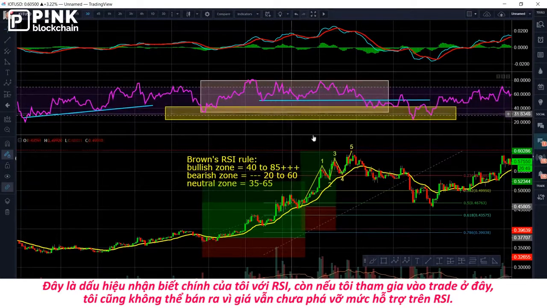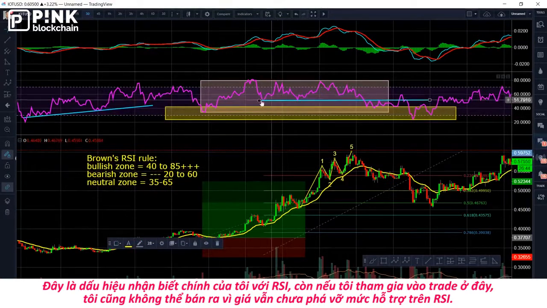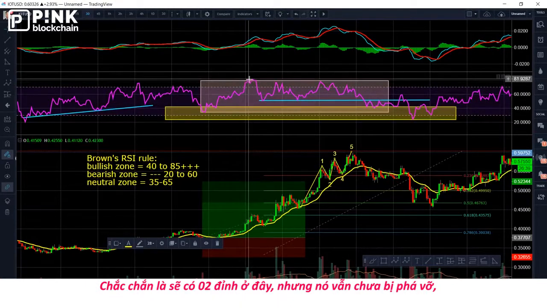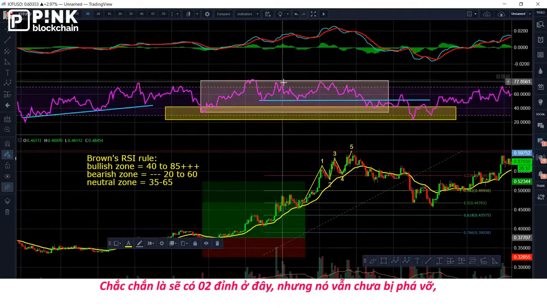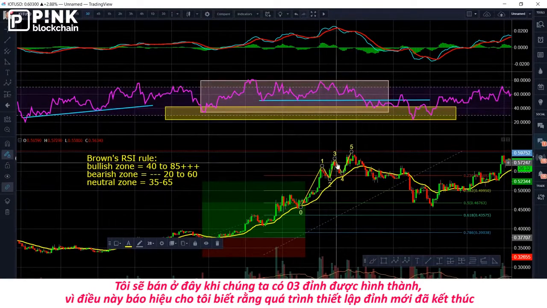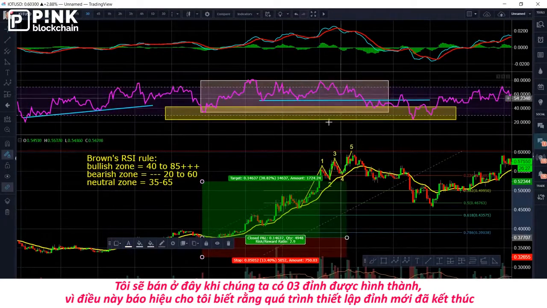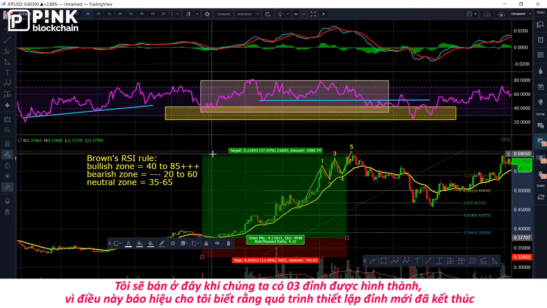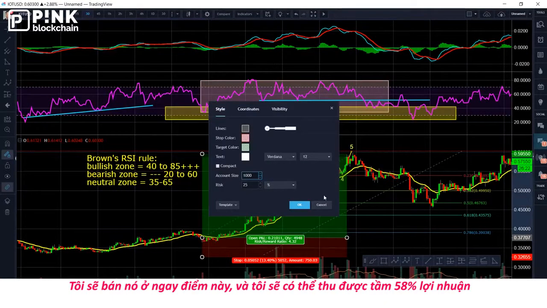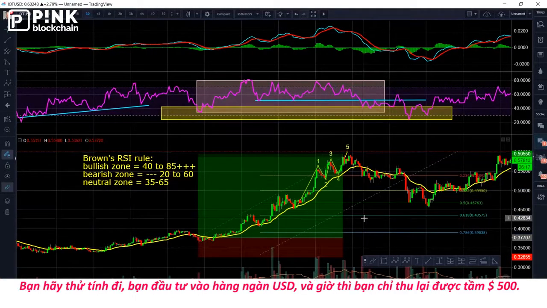This is a major support to me on the RSI. So if I entered that trade right there, I wouldn't have sold it because it didn't break this support on the RSI, right? Sure, you guys got a double peak right there, but it definitely didn't break it. I would have sold it right here when we got a triple top because this signifies to me an ending diagonal, right? So I would have sold it literally right here at this point, and that's most likely what I did. I would have made a 58% profit, which is kind of stupid, right? When you think of that, you put in $1,000, guys, and you're getting yourself $500 back.